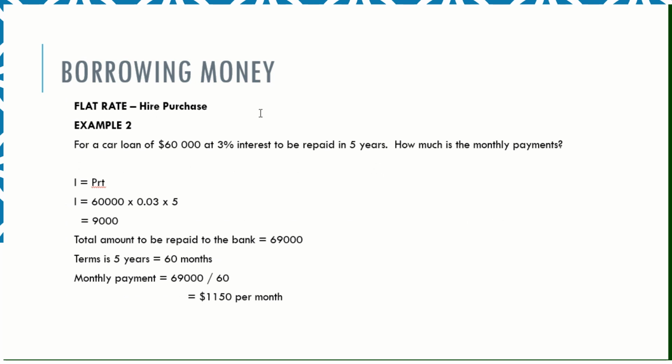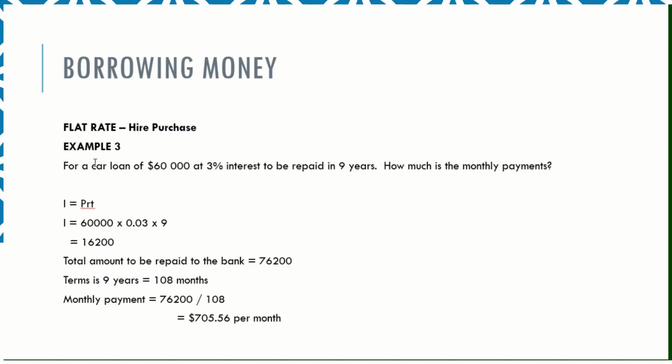Understand? Okay, for a car loan of 60,000 at 3% interest to be repaid in 5 years, how much is the monthly payment? So I equals PRT, I equals 60,000 times 3% times 5, which is 9,000. So the total amount to be repaid is 69,000. The term is 5 years, which is 60 months. So 69,000 divided by 60 is your monthly payment. Whenever it's a hire purchase loan, it's always flat rate.